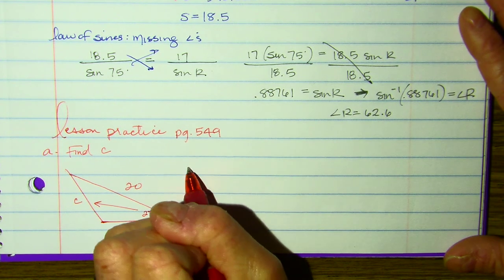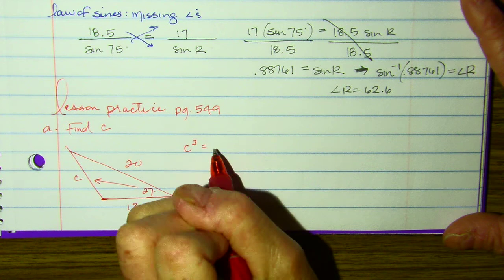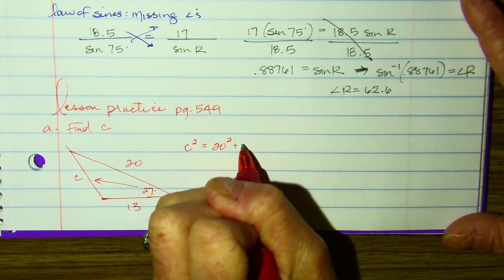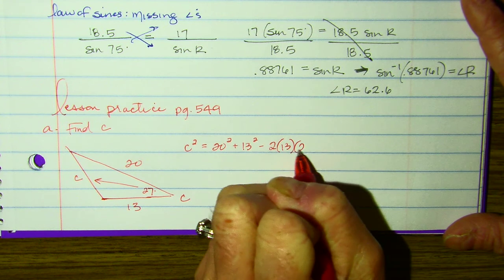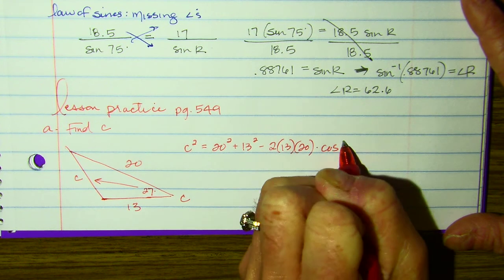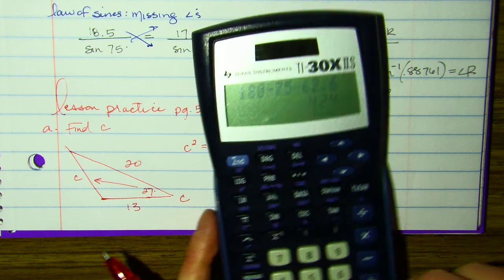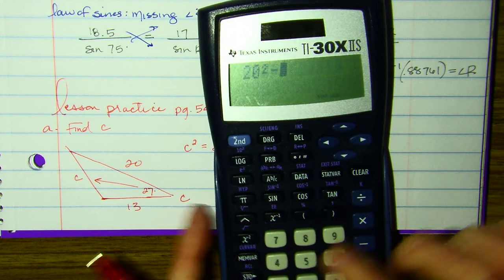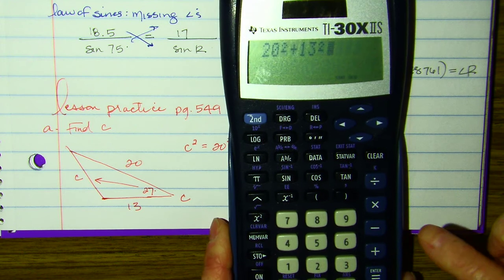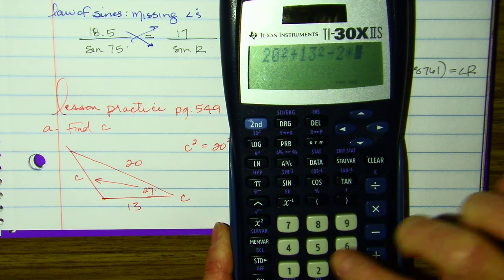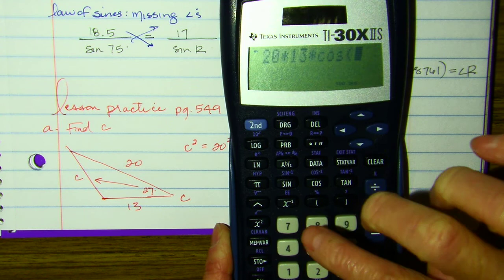So we would say C squared, the side squared, equals the other two sides squared, so 20 squared plus 13 squared, minus 2 times my sides, times the cosine of our angle. And you could enter it all at once if you'd like. So 20 squared plus 13 squared minus 2 times 20 times 13 times the cosine of 27.